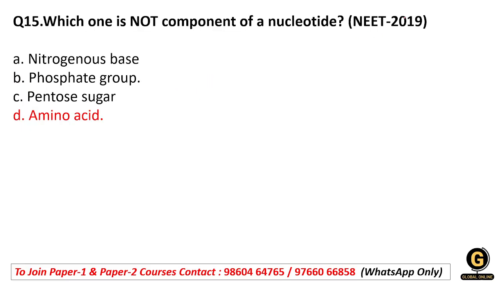Next, which is not a component of a nucleotide? What is asked, students? Not a component. Yes, we have already seen the components of a nucleotide. What does it contain? Sugar plus phosphate plus nitrogen base, right? So all these components are present except amino acid. Is there an amino acid in a nucleotide? No. So the right answer is amino acid. So this question was asked in the year 2019.